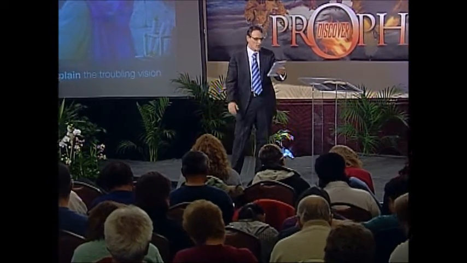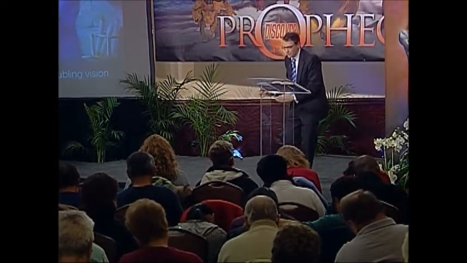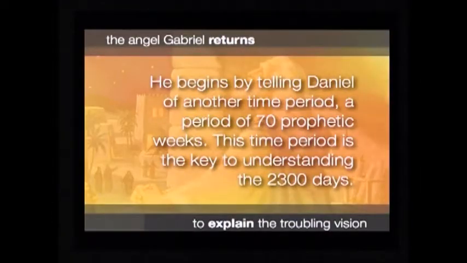It is imperative to remember that a day in end time Bible prophecy actually represents a year of actual literal time. Not only are beasts and horns and women and water symbolic, so is time in end time prophecy. As we learned last lesson, the vision of Daniel chapter 8, the 2300 days, extends all the way down to the distant future, according to the NIV version, Daniel 8:26. As the angel returned to explain the 2300 day vision, he begins by telling Daniel of another time period. This period would last 70 prophetic weeks or 490 prophetic days.